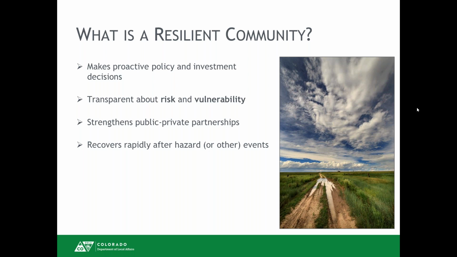A resilient community strengthens public and private partnerships, really builds synergies with local businesses to support land use and hazard mitigation plans and projects. Ann's going to highlight a couple examples of this later in our presentation. And then, of course, a resilient community has the ability to recover rapidly from any type of acute shock or long-term stress that the community might be facing.